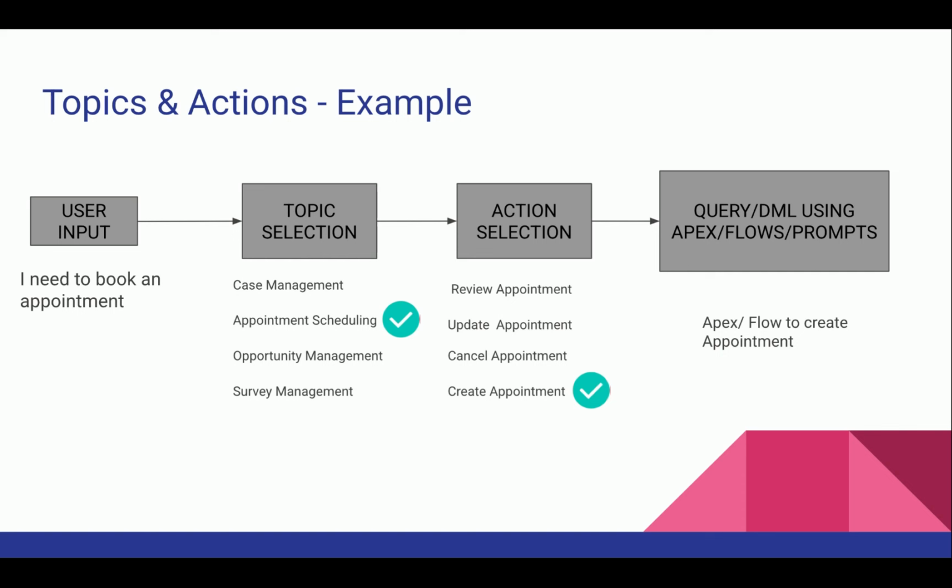Once the agent is able to do that, there could be multiple actions related to appointment scheduling. So here we have four actions: reviewing the appointment, updating the appointment, canceling, as well as creating a new appointment. Because the user has asked to book an appointment, again, because of the prompt or the instructions that we provide, the agent would be able to figure out that the user is talking about creating an appointment. Once that is done, then comes the normal Salesforce development part, wherein you need to write an Apex or a flow to actually create an appointment, filling out all the necessary fields using automation or user input.